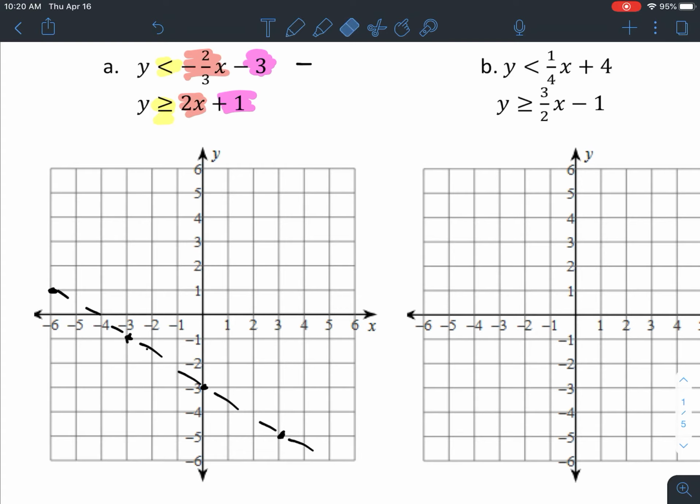Now, this part here is pretty much done. Now we have to graph the next one. So we look at the next one, we have plus 1. So we know the plus 1 is going to be right there.